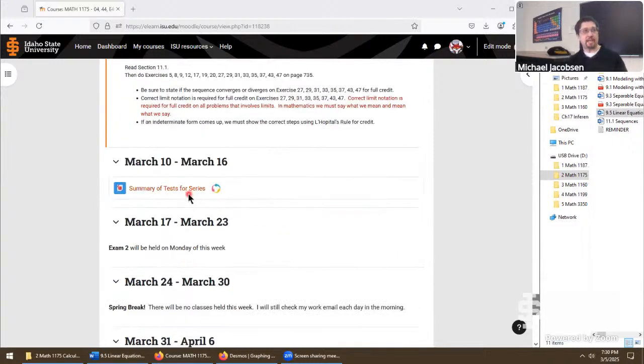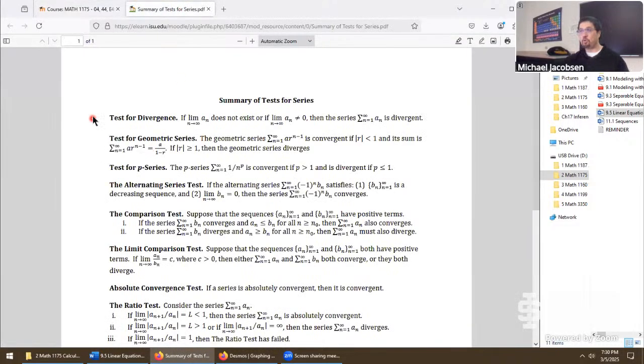Once we have everything on the table, we're going to work through this in a really careful, methodical way. And this is going to be our target. We'll have this list of tests for series. The test for divergence is taking a limit. Test for geometric series. We'll look into p-series, alternating series.